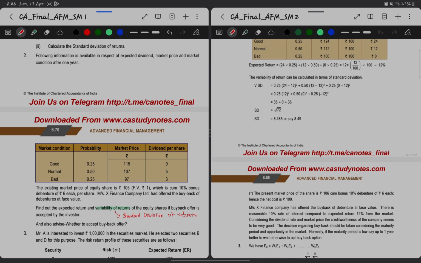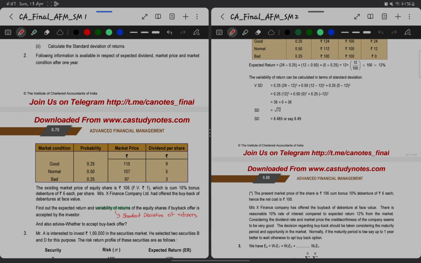Practical question 2. The following information is available in respect of expected dividend, market price and market condition after 1 year. The market conditions along with probabilities are given for the share. So market price and then dividend per share also.